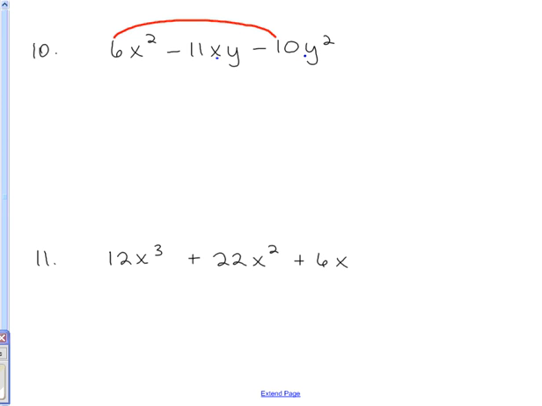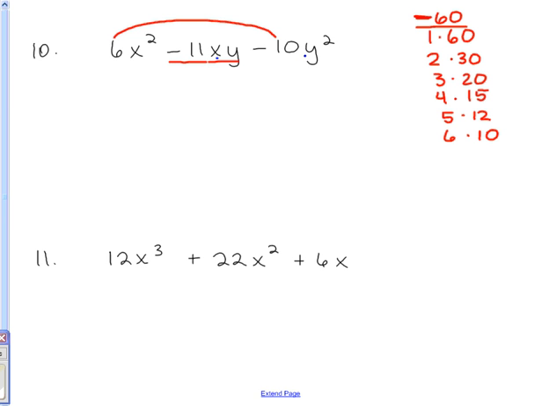6 times negative 10 would be negative 60. And I make my list. I'm looking for, since it's negative, what's going to subtract to give me negative 11. So 1 times 60, 2 times 30, 3 times 20, 4 times 15, 5 times 12, or 6 times 10. Those are my factors of 60. Now, which two numbers will subtract to equal negative 11? And that would be 4 and 15. The higher number takes the middle sign, so the 15 needs to be a negative.